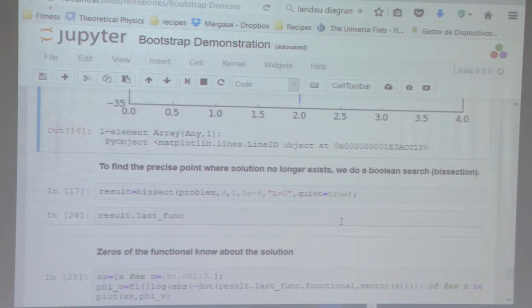Now, without a gap, there is a solution, and with a gap of 2, there is no solution. So now we need to search for the crossing point. We do this thing called bisection.